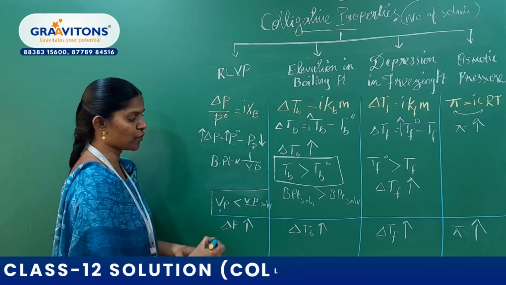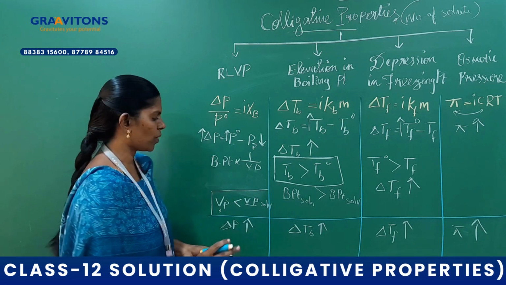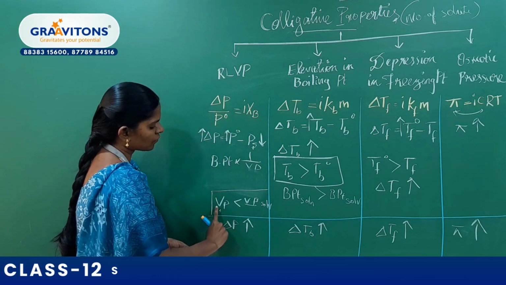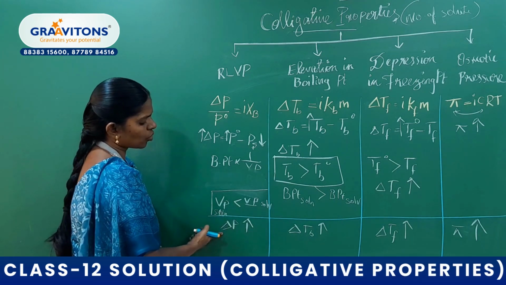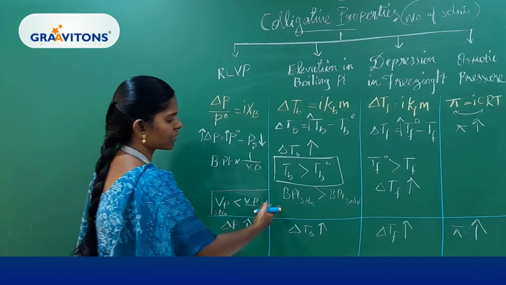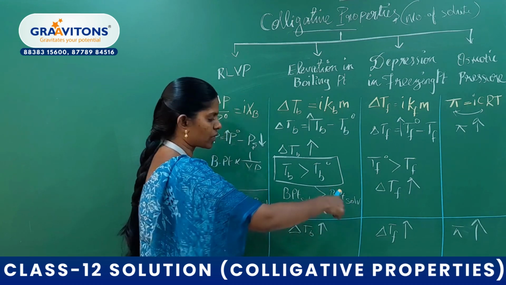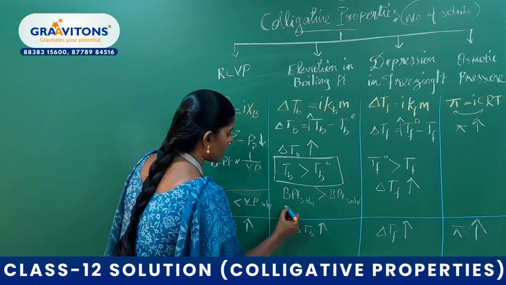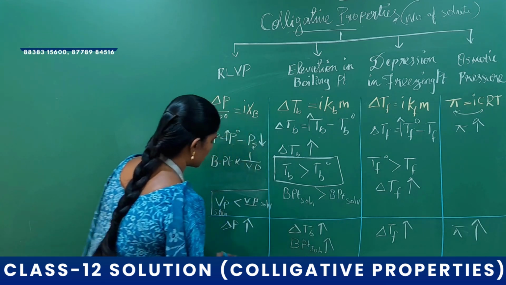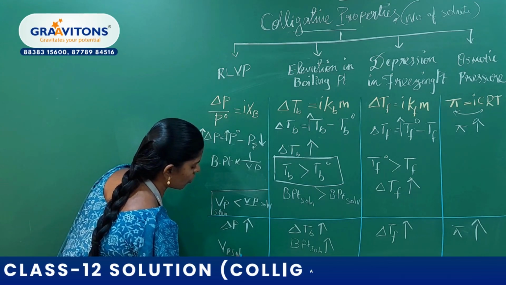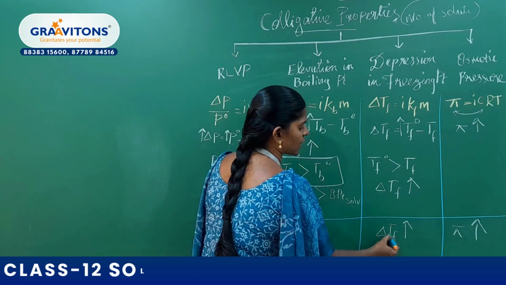Those who have a little confusion, if you study like this, it is quite clear while solving the problem. When I take RLVP, the vapor pressure of solution is lesser, whereas the total delta P value increases. In this case, the boiling point of solution is greater, whereas the boiling point of solvent is always lower compared to the solution. Here the boiling point of solution increases, and the vapor pressure of solvent increases. Here these two increase, whereas here delta TF increases.